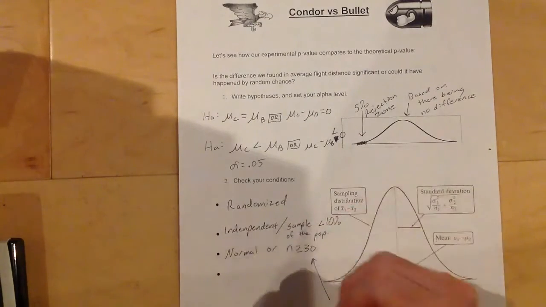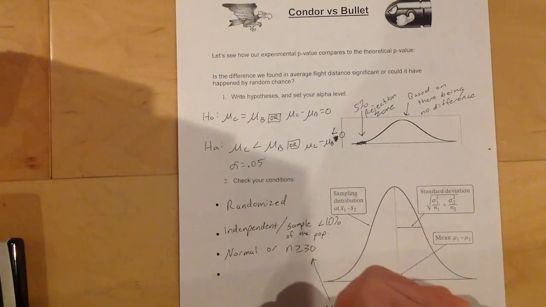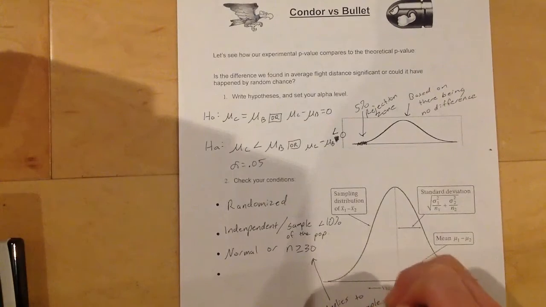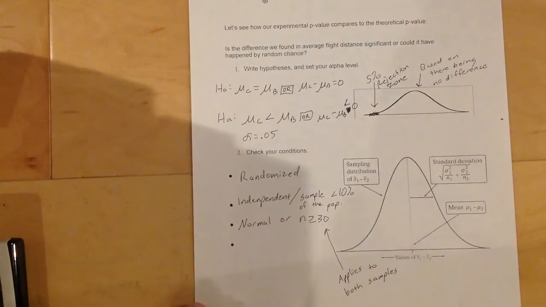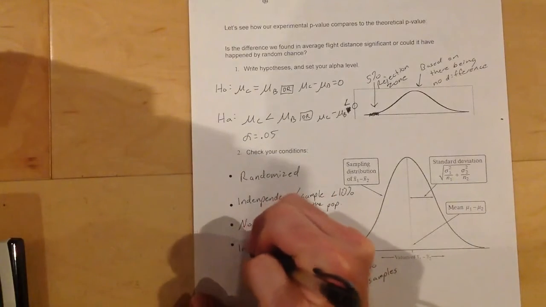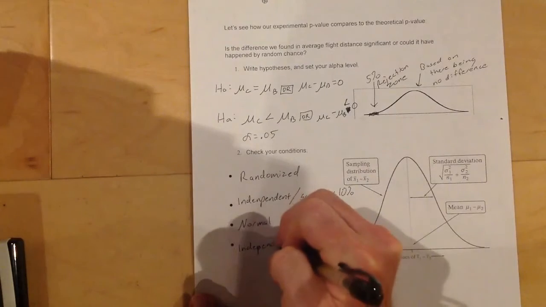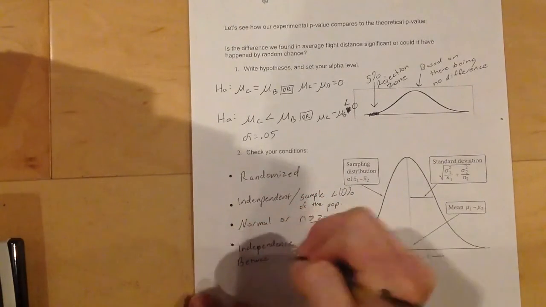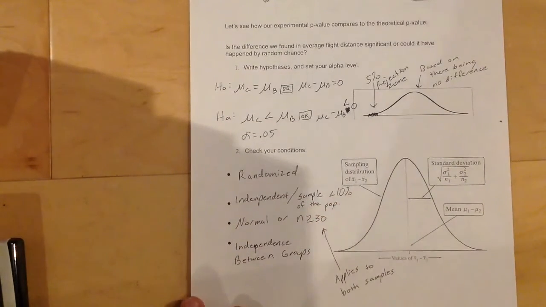And this applies to both samples. So again, we've got two different samples that we're comparing here. Both of them should have an n greater than or equal to 30. And then you want to have independence between groups. All right, so there should be no obvious connection between the two different groups.